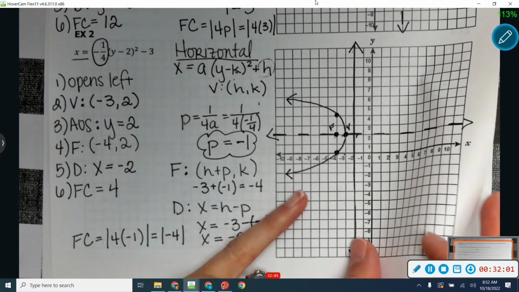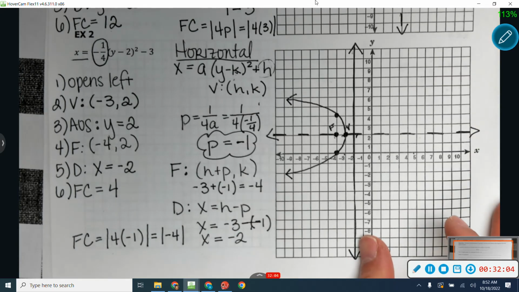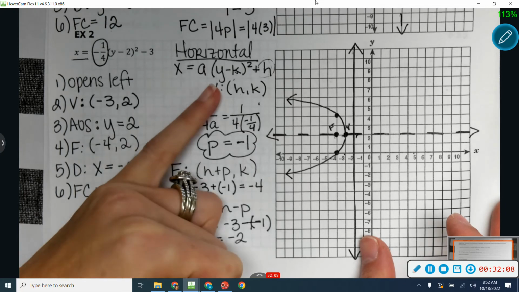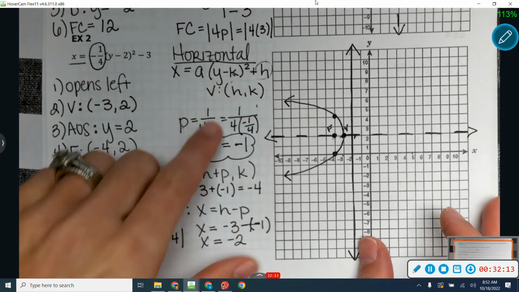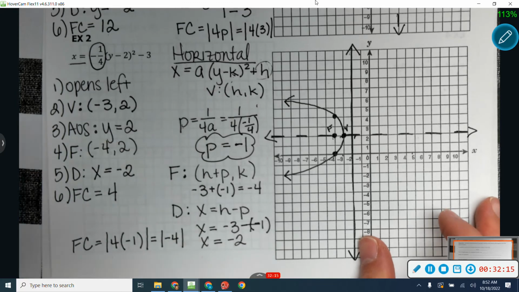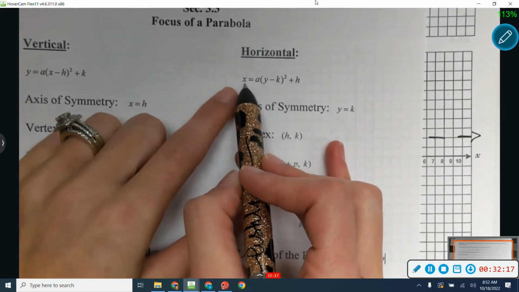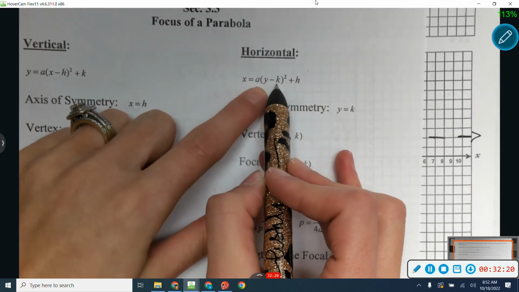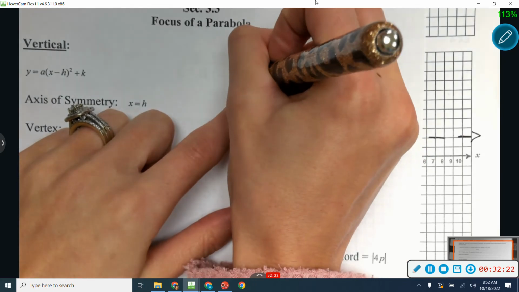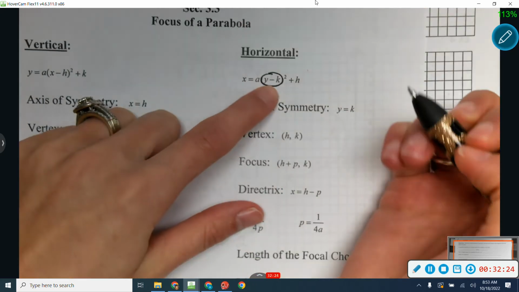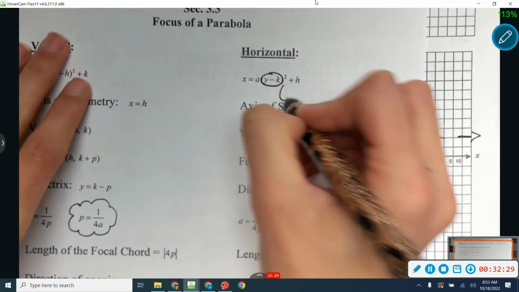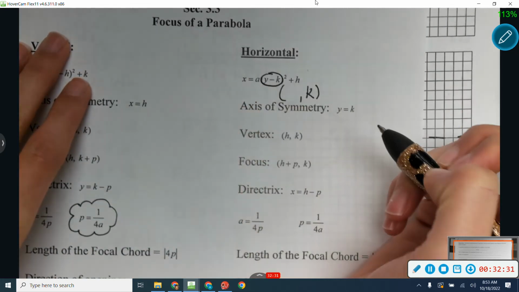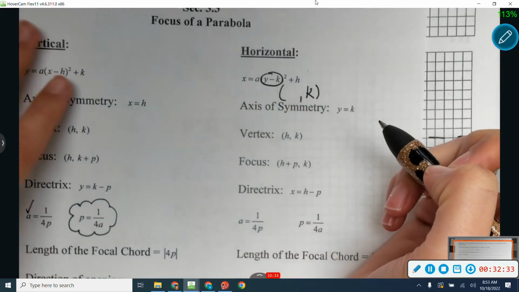Yes, ma'am. Okay, so I know that you explained the vertex, but could you do it again for horizontal? Like why it got flipped. Okay. So for your horizontal formula, you've got x equals a times y minus k, squared, right? Whatever number goes with your y in parentheses, your k value, is going to be the y value of your vertex. So k is y.